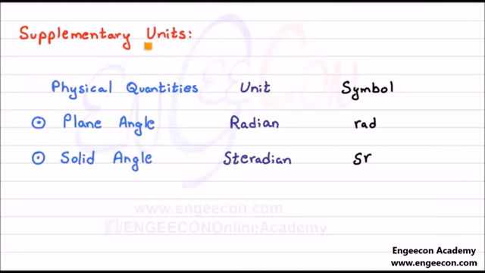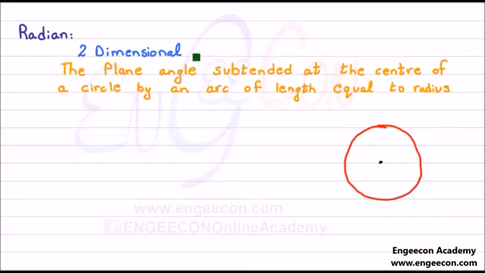There are some units which are not classified yet as a base unit or a derived unit. We call them supplementary units. We have two supplementary units: radian, the unit of the physical quantity plane angle, and steradian, the unit of the physical quantity solid angle. So radian is for two-dimensional plane angles.